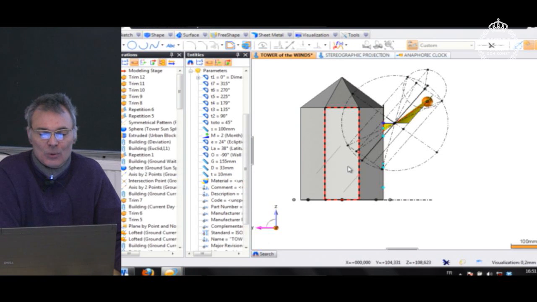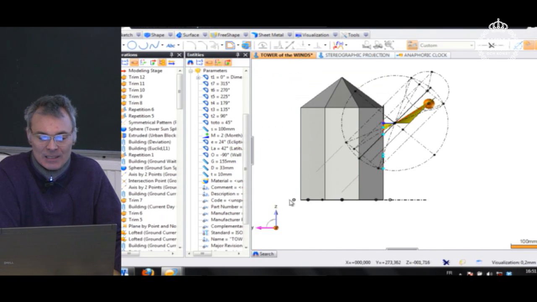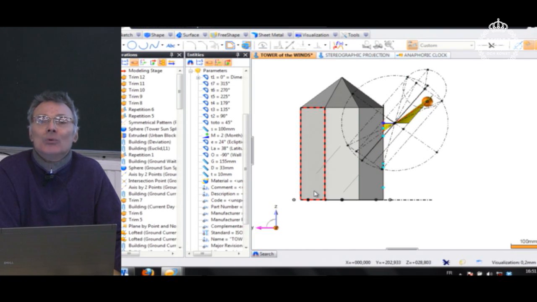So let us look at the tower here, and especially let us rebuild the diagram of the analemma of Vitruvius, which is described in book 9. So this diagram is fully parametric. First of all, there is one first parameter that is essential, which is the latitude of the place. So if I change the 38 degrees of Athens to Rome, you see that it's already slightly moving.